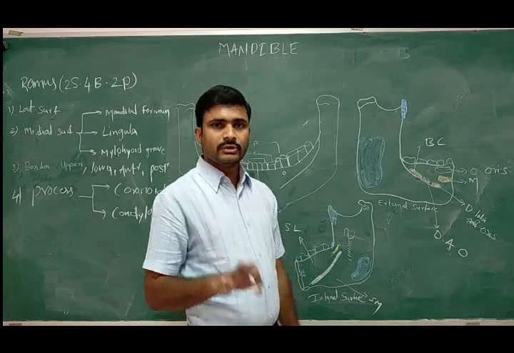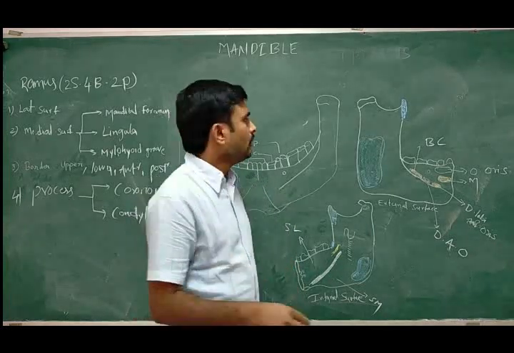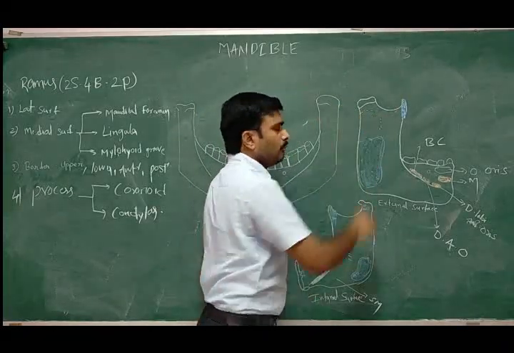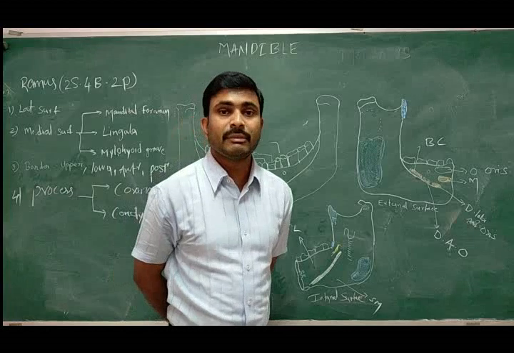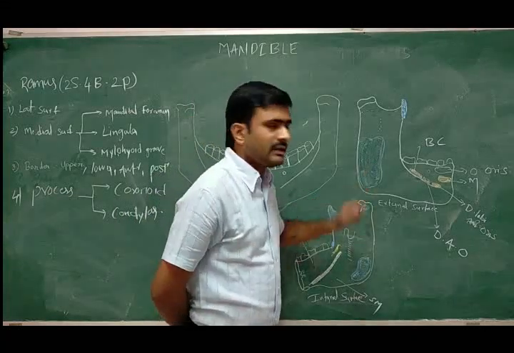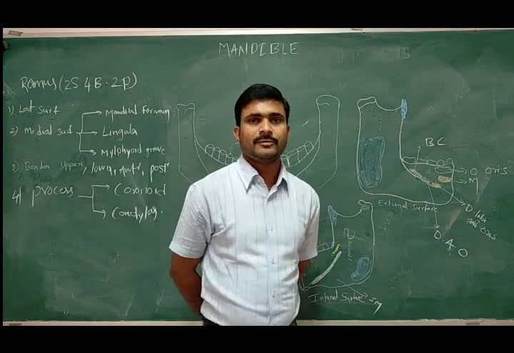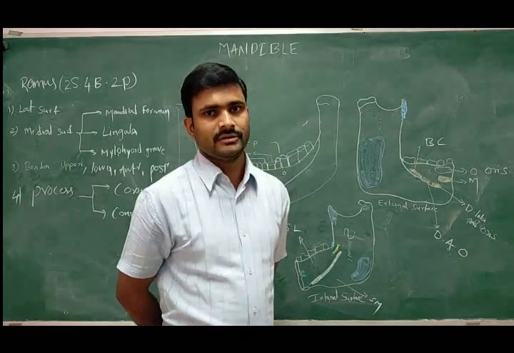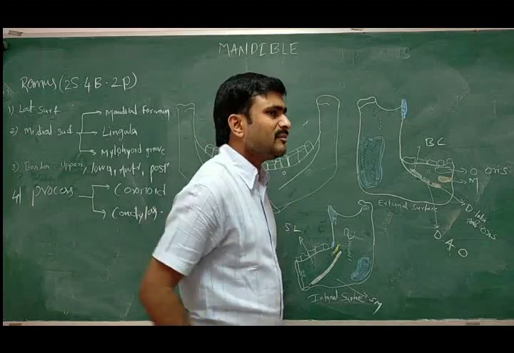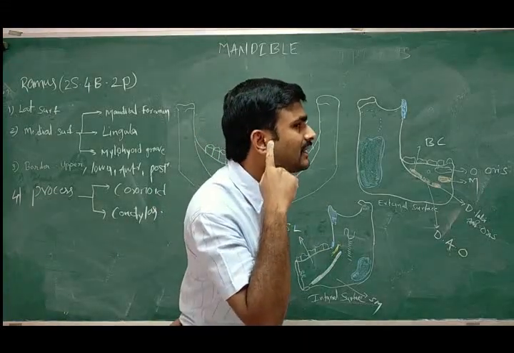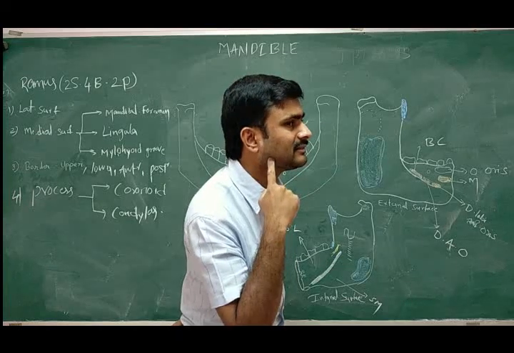Now come to the lateral side of the ramus. Only 2 structures are related here. In the upper part, one gland is related, that gland is called the parotid gland, and in the lower part, the rest of the part is the insertion of one muscle, the masseter. So you can easily remember, on the lateral side, here is the parotid gland and here is the masseter.